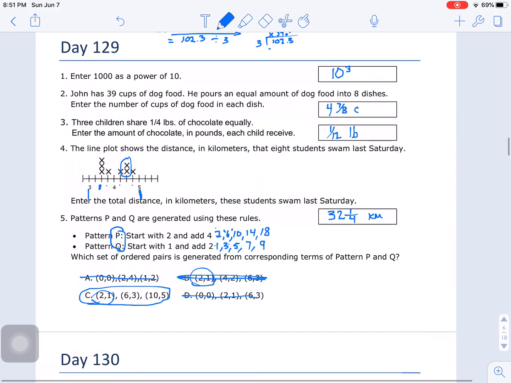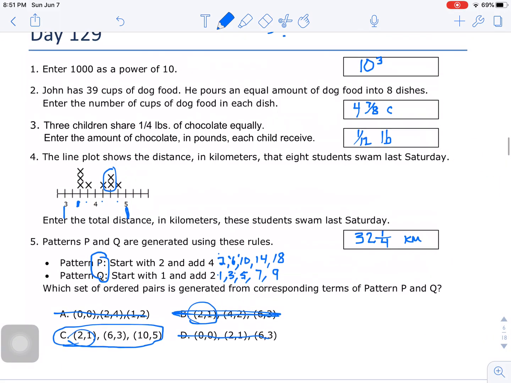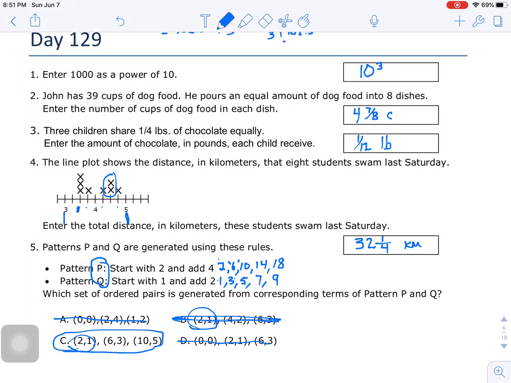We have day 129, and we only have 4 more days in this school year. Crazy to think about.